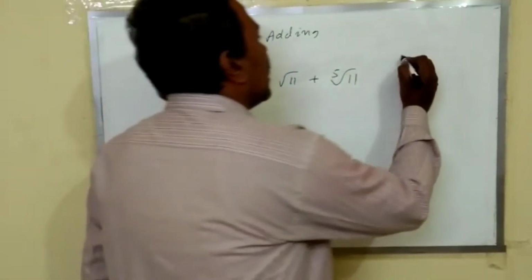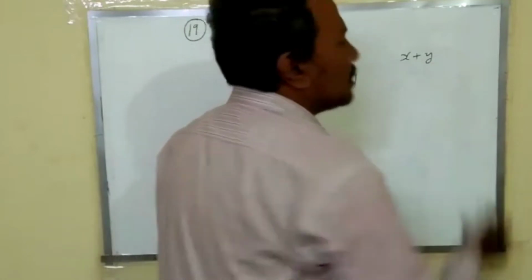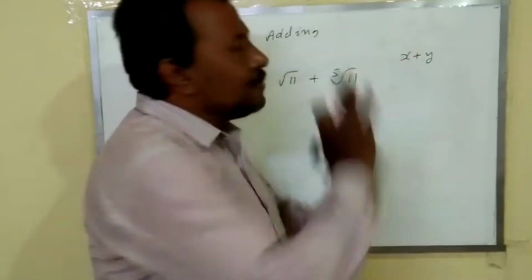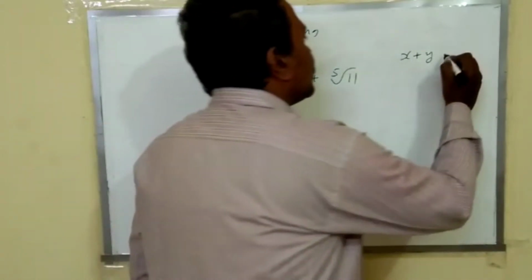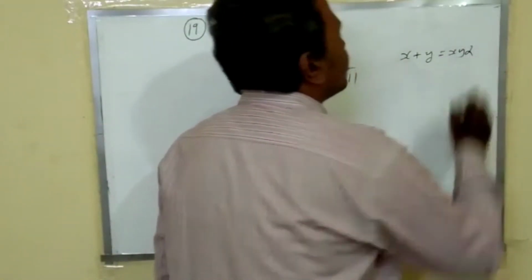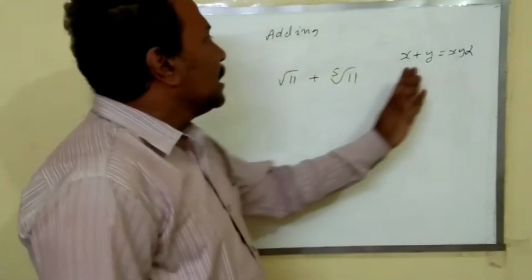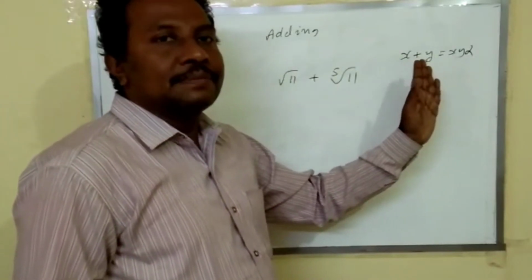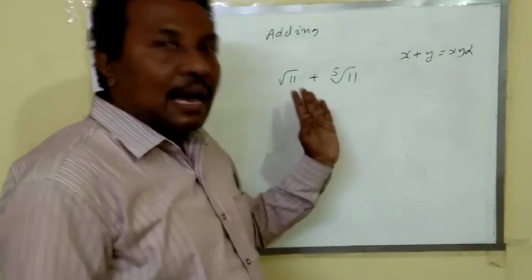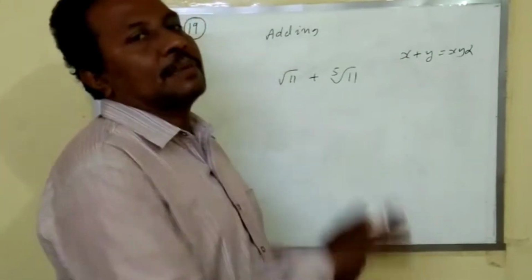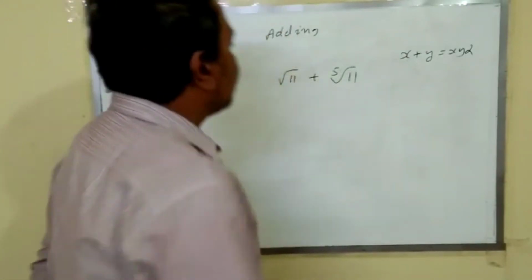Just like x plus y. What is the answer? That itself is the answer, x plus y. We can't add x and y. Many of you think that x plus y is equal to xy. This is wrong. Similarly, they are unlike terms. Unlike terms cannot be added, cannot be subtracted. In the same way, unlike surds cannot be added, cannot be subtracted. Okay?